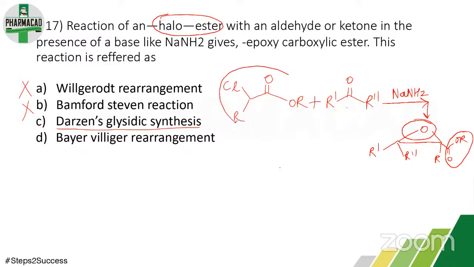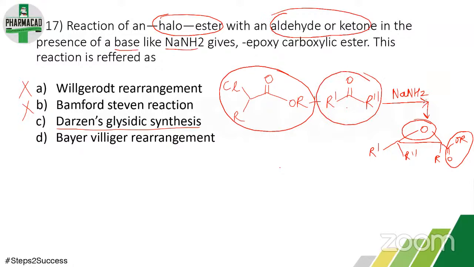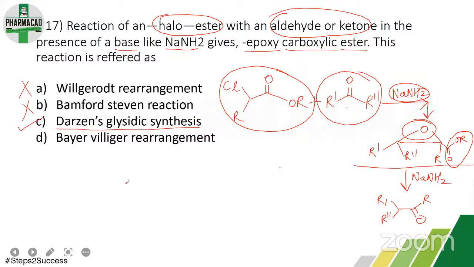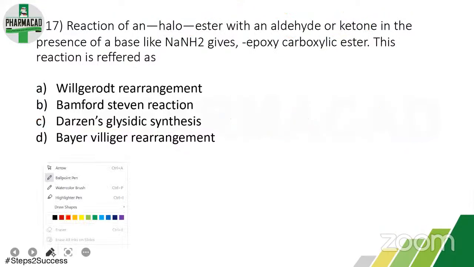Halo-ester, aldehyde or ketone in presence of a base like this, we are getting epoxy carboxylic ester, and the end product is this. This ketone in presence of NaNH2. So the answer is Darzens glycidic synthesis.